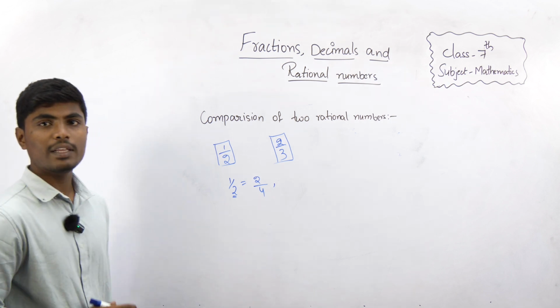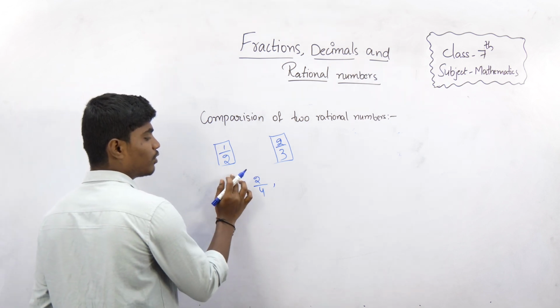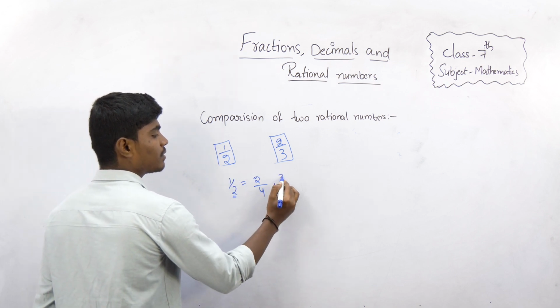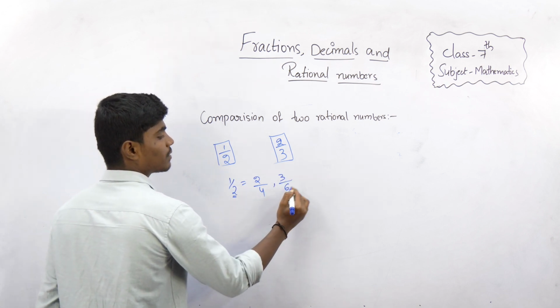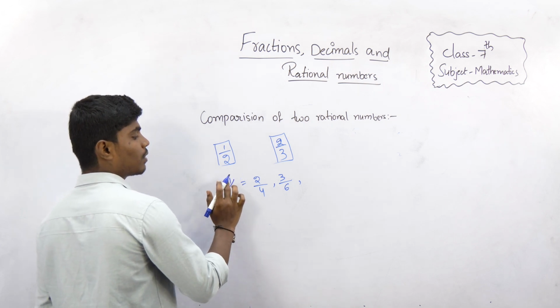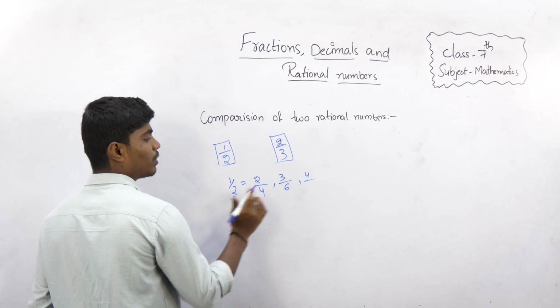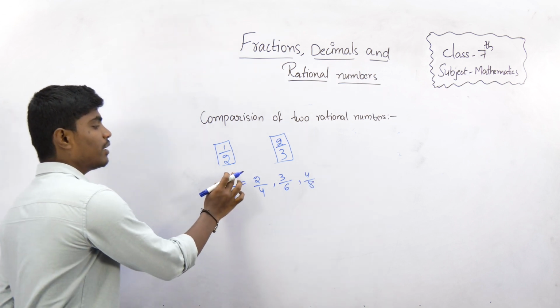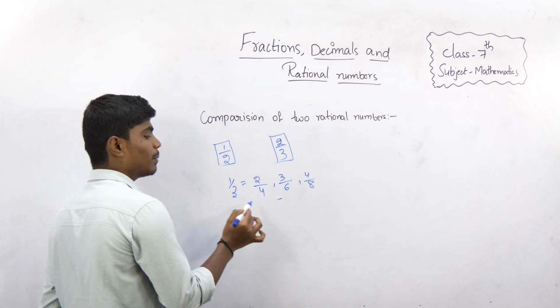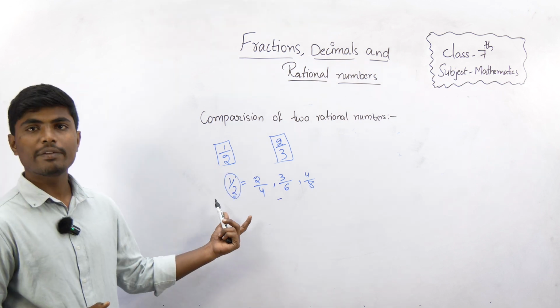Now, we write the other. In this, we have multiplied numerator and denominator with 2. Now, let's multiply with 3. 1 into 3 is 3. 2 into 3 is 6. Now 4. 1 into 4 is 4. 2 into 4 is 8. By multiplying numerator and denominator with the same number, the result will be equivalent to the given number.